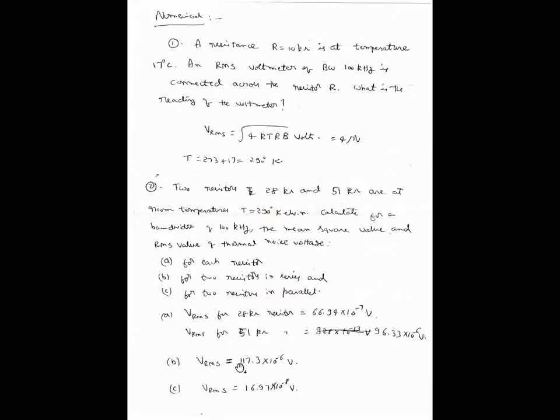And finally the answers are given here. For each resistor separately, we are given the 28 kilo ohm resistor and the 51 kilo ohm resistor. VRMS values are given here. You can also write down the mean square value, I haven't given it here. And similarly, for two resistors in parallel, it is part C, and for two resistors in series, part B. Okay, I hope it's clear.